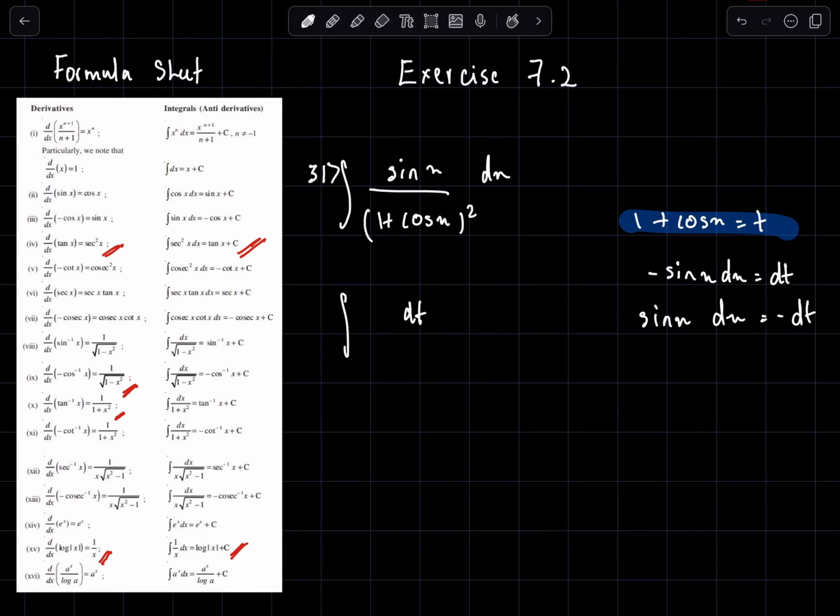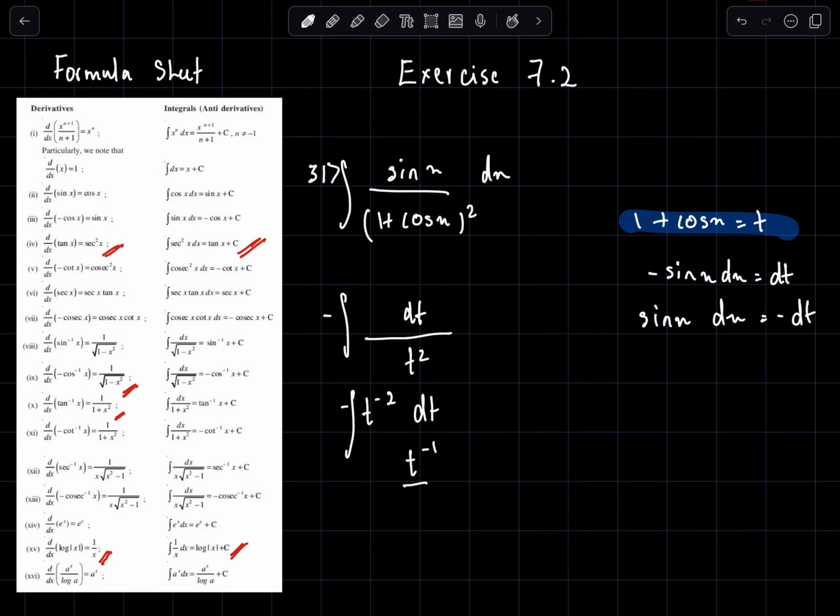Sine x. Okay. dx is equal to minus dt over t square. So how would you integrate this? Bring this to the top first. So this would be minus the integral of t raised to the power minus 2 dt. So let's integrate this.